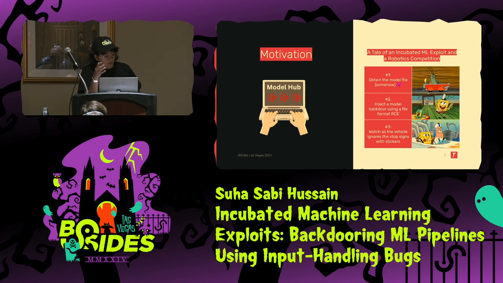Now, that, by the way, isn't out of the question. ML artifacts are often shared widely without any meaningful or substantial trust mechanisms. So you decide to grab that file and inject a model backdoor in it using a file format RCE of some kind, and then you put it back. Then, on the day of the competition, you sit back and watch as your competitor's vehicle just plows through and ignores any stop sign with a sticker on it. What you just did is execute an incubated ML exploit, which is what my talk is all about.